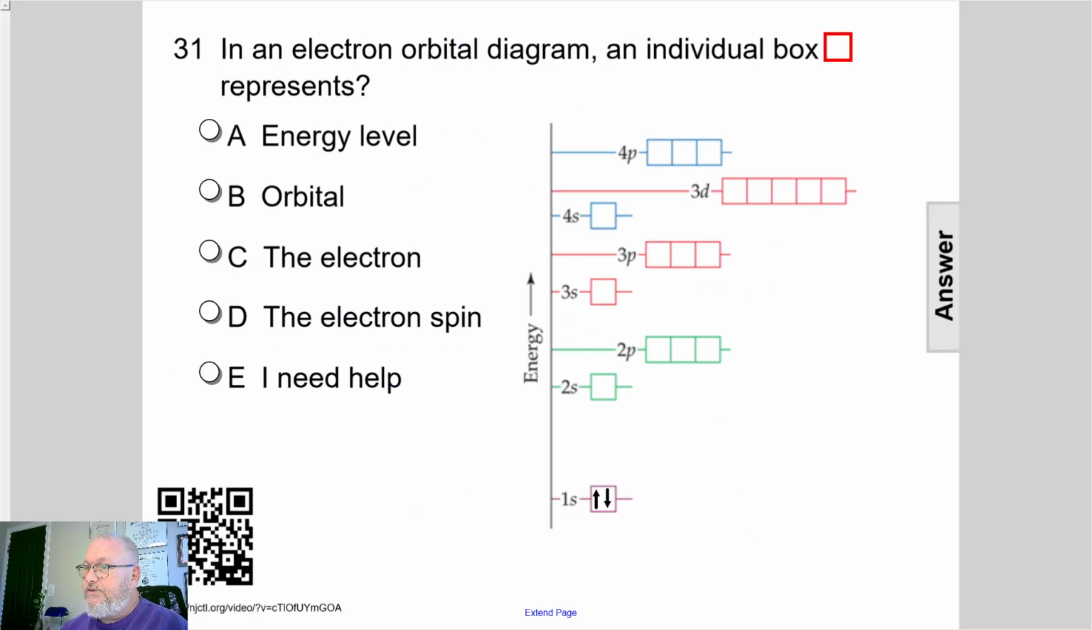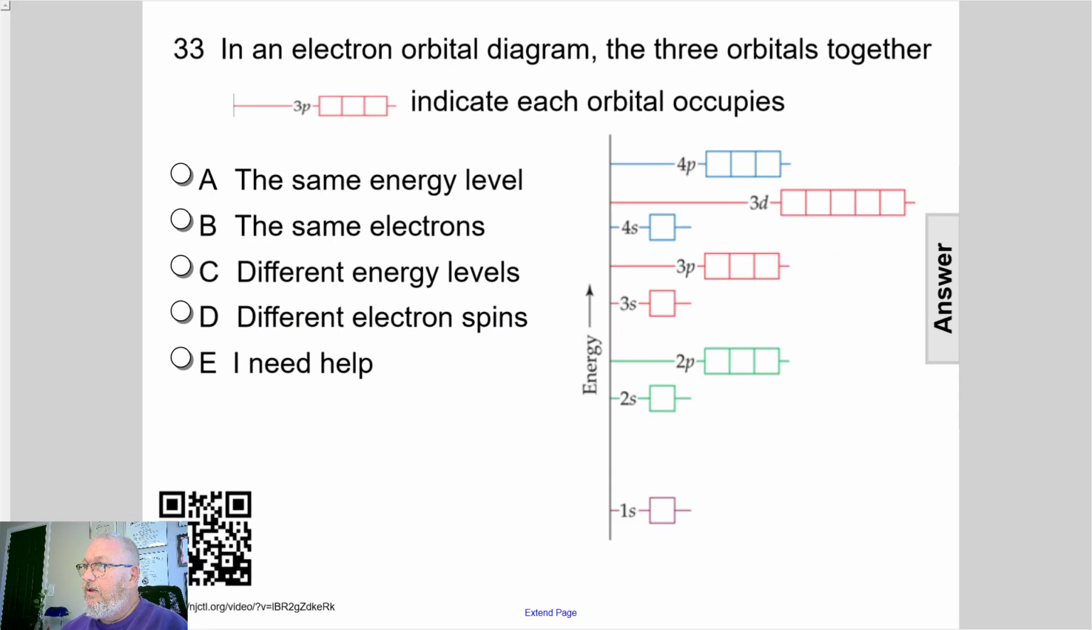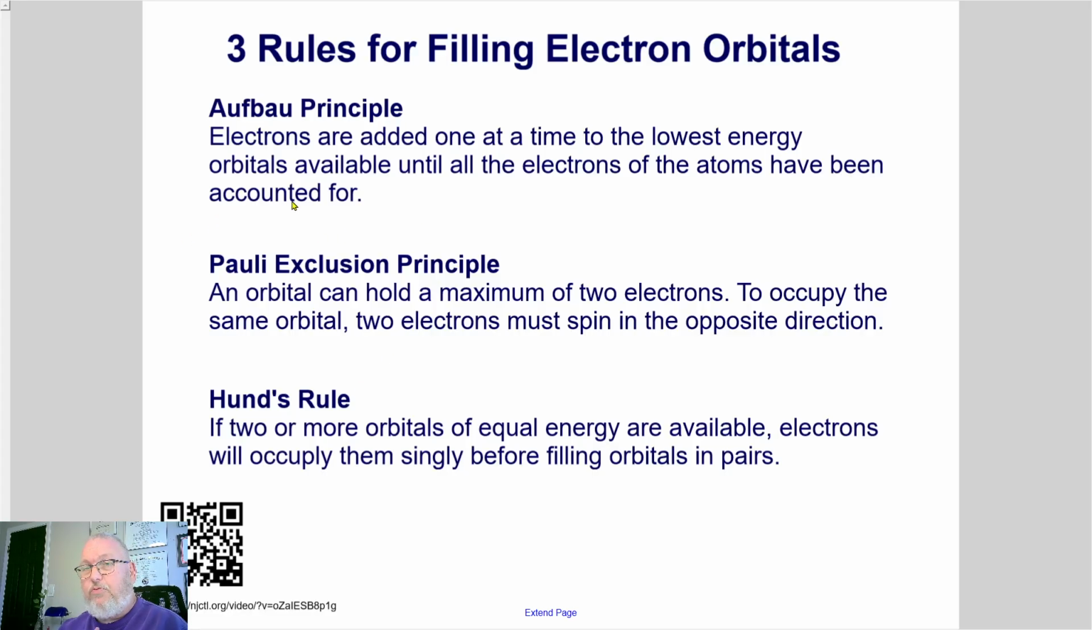So we have three rules for filling these electron orbitals. Number one, the Aufbau principle. That tells us that electrons are always added one at a time, and they always go to the lowest energy orbital first, until all the electrons have been accounted for on that level. Then it can go up.